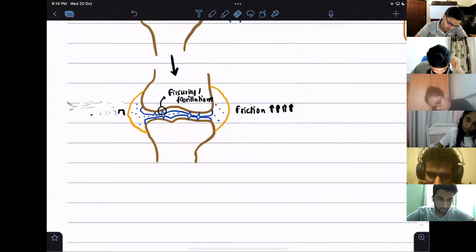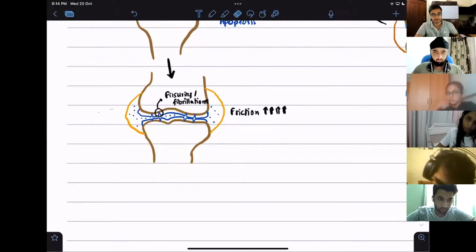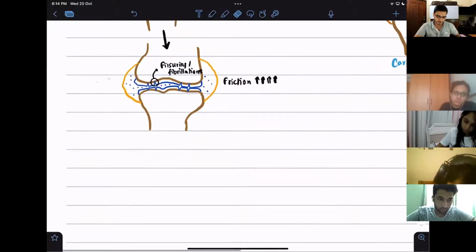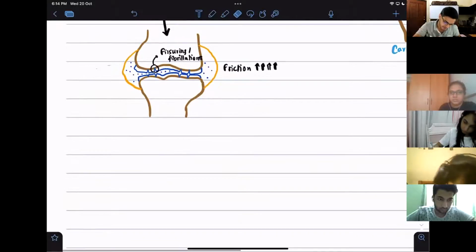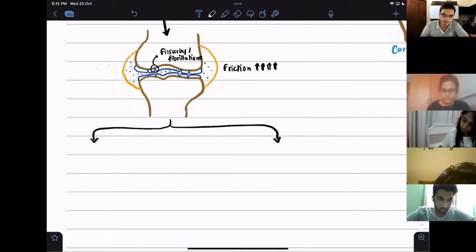Clear, right? Fissuring and fibrillation, friction going to be very, very high. Now, due to this fissuring and fibrillation, we'll see what is happening. There are actually, guys, two things that are going to happen, right? Draw it like that. Let's see what is happening.